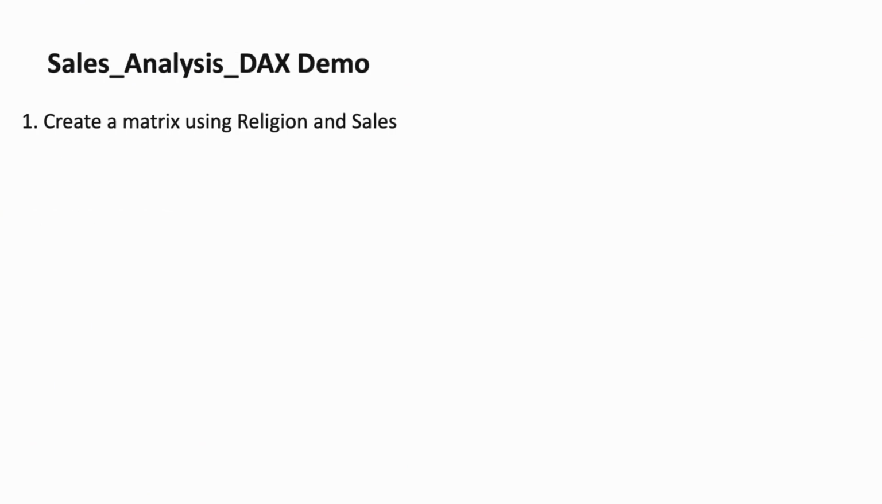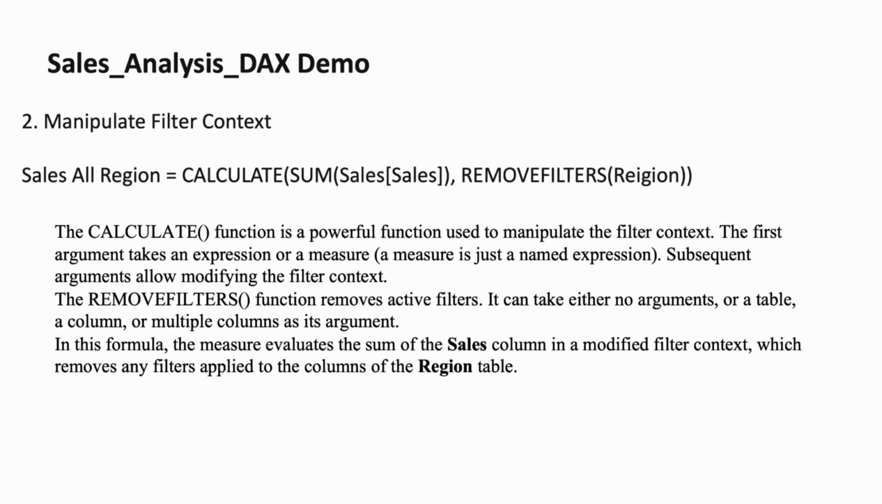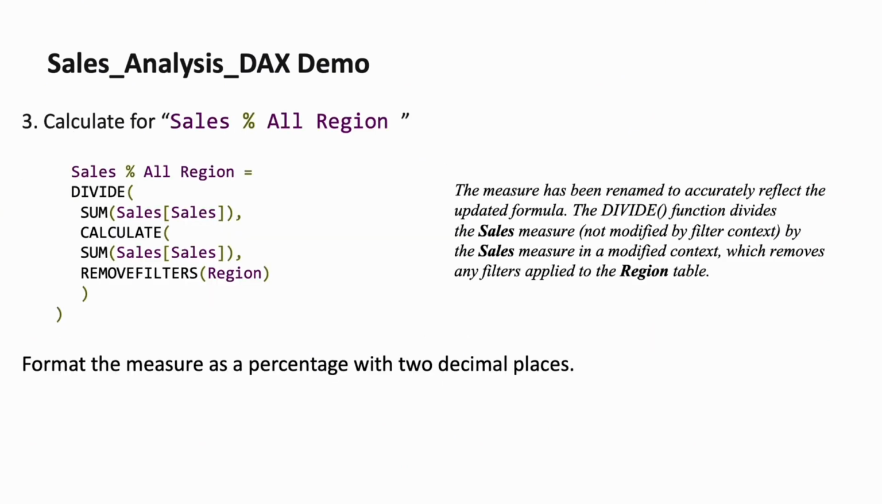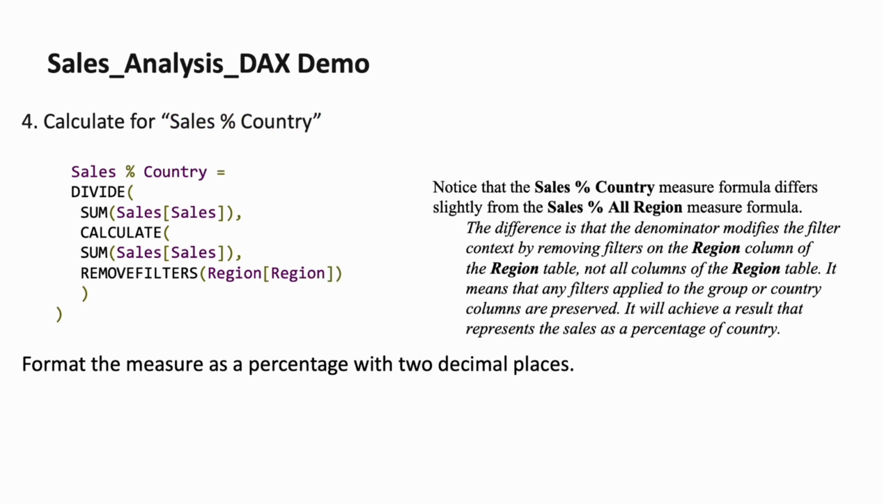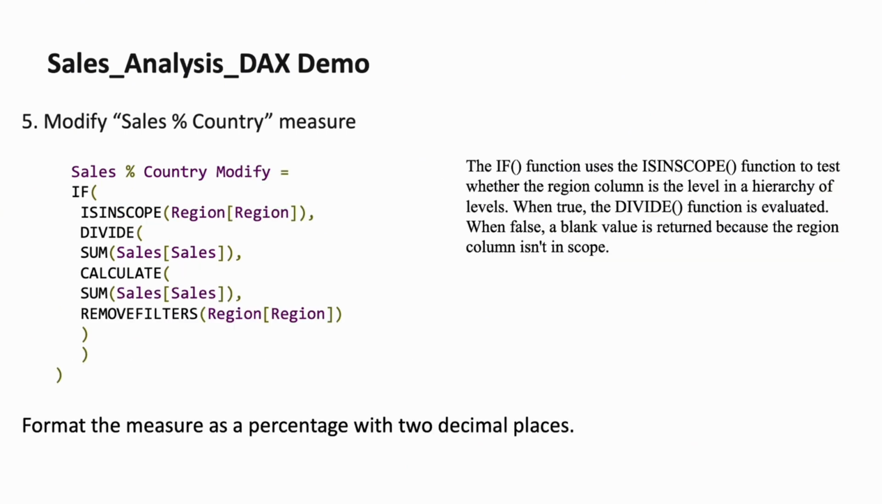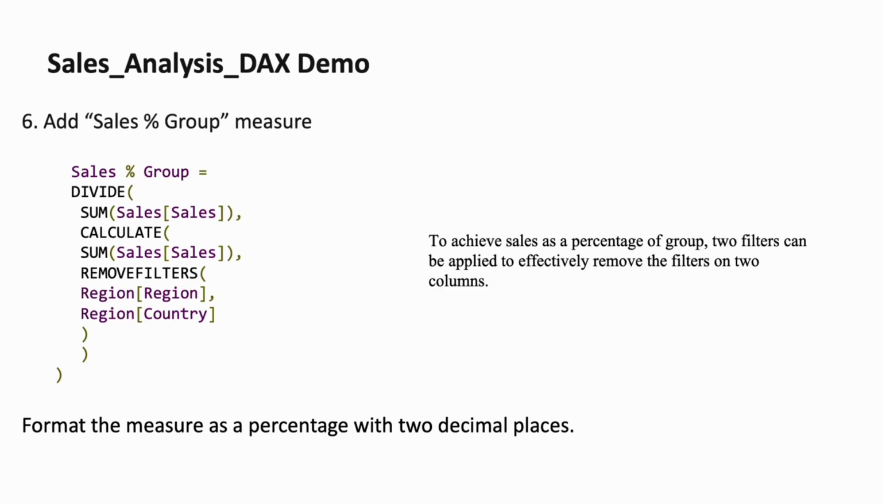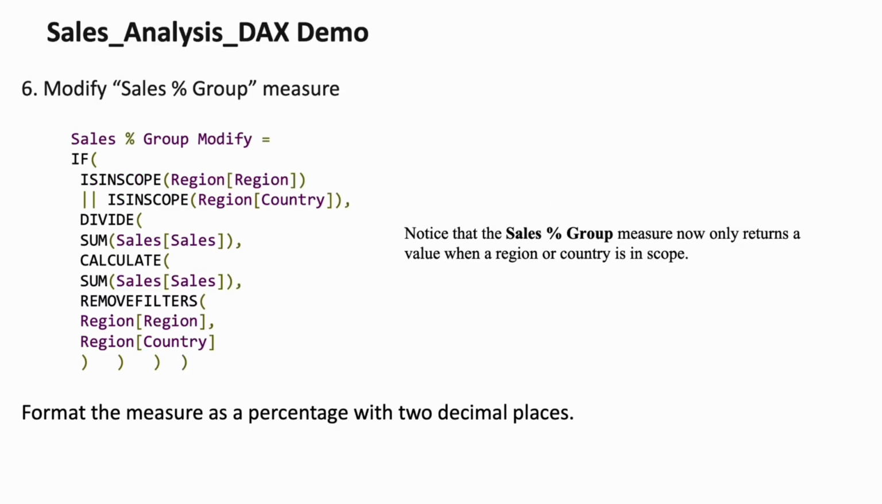Step 1. Use the sales_analysis file and create a matrix visual using the fields Region and Sales. Step 2 is to create a measure Sales All Region using the provided formula. Step 3 is to create a measure Sales % All Region using the provided formula. Step 4 is to create a measure Sales % Country using the provided formula. Step 5 is to modify the measure using IF and ISINSCOPE. Step 6 is to create a measure Sales % Group with the provided formula. Step 6 continues by modifying the Sales % Group measure.